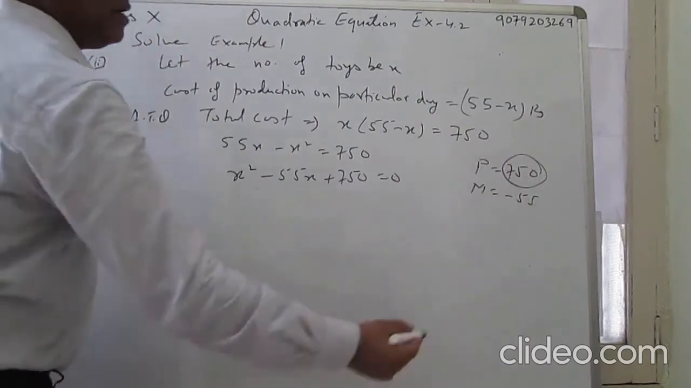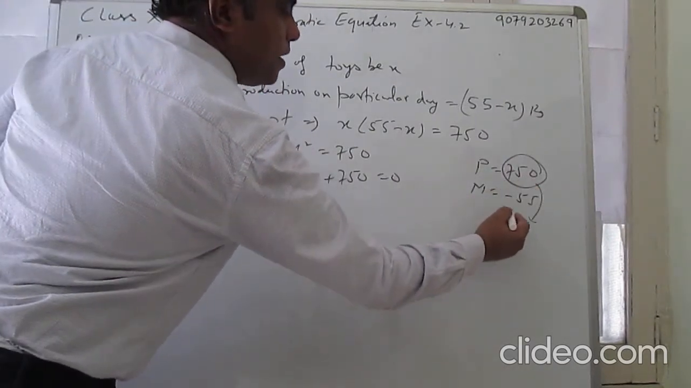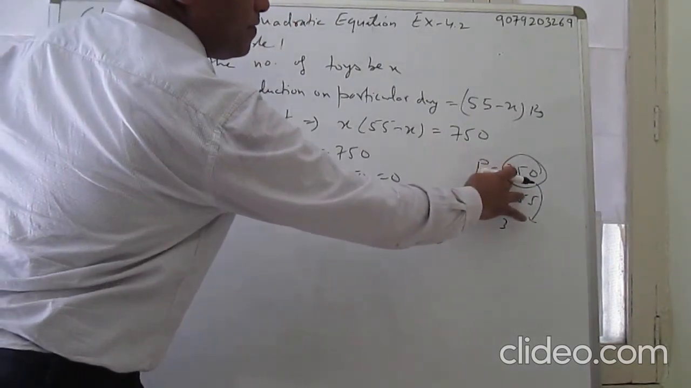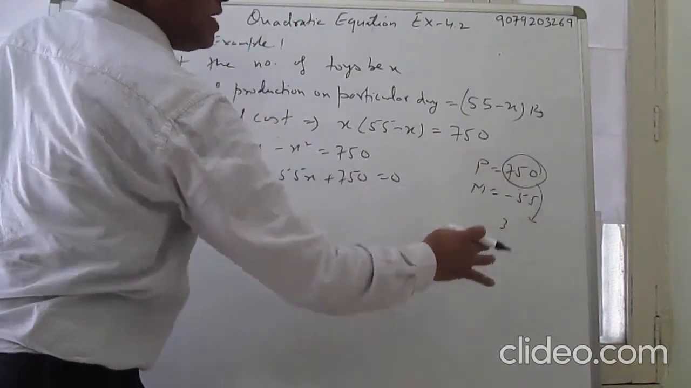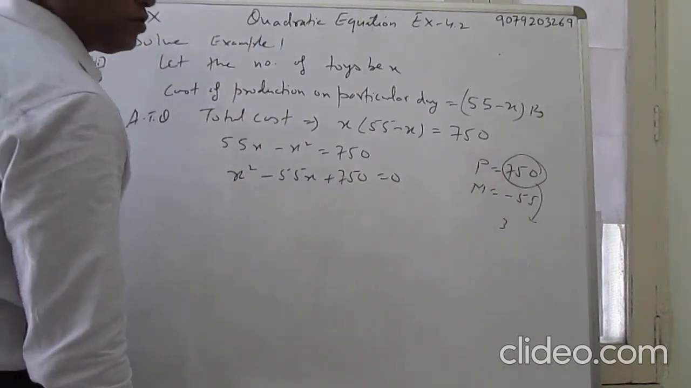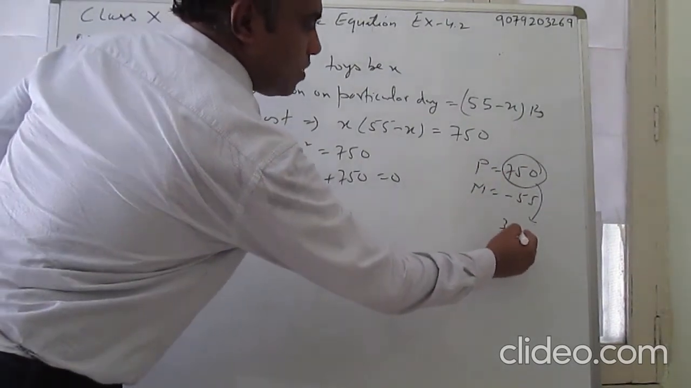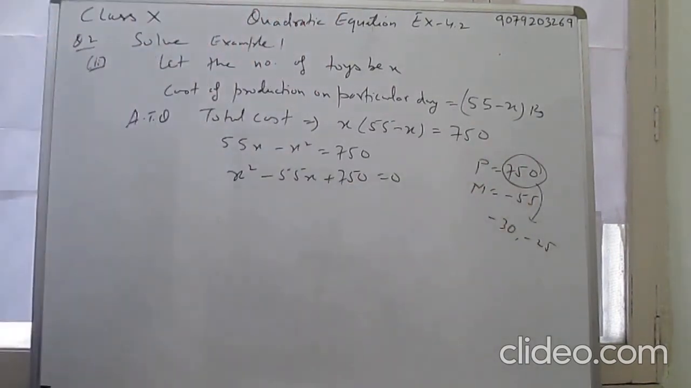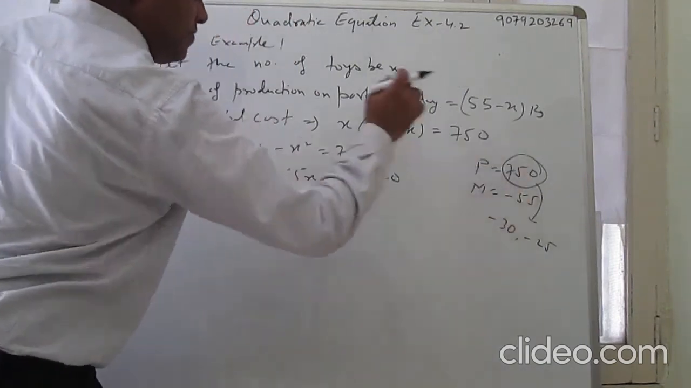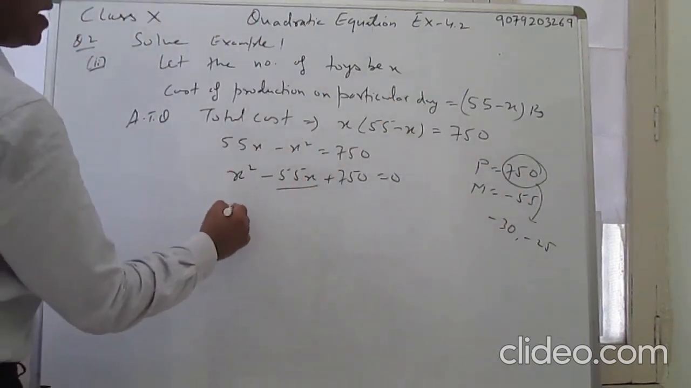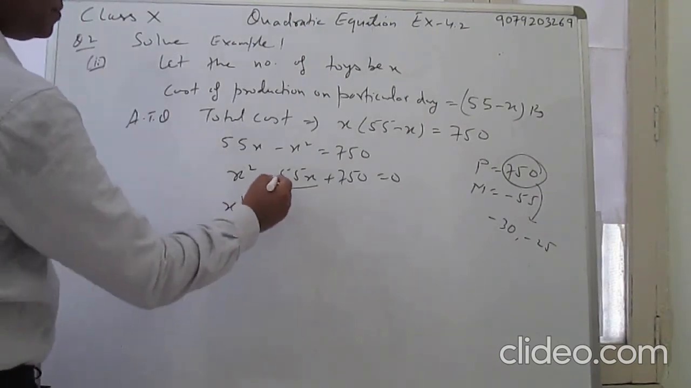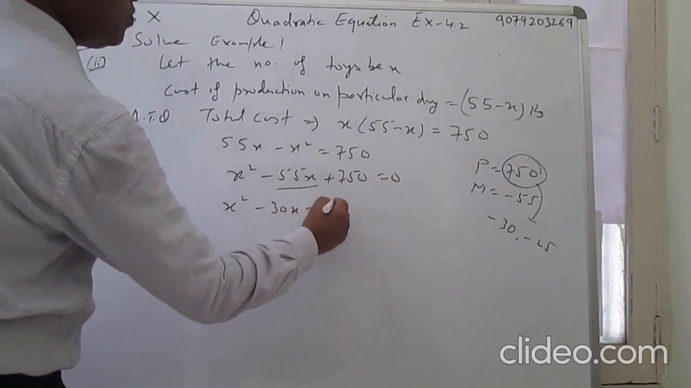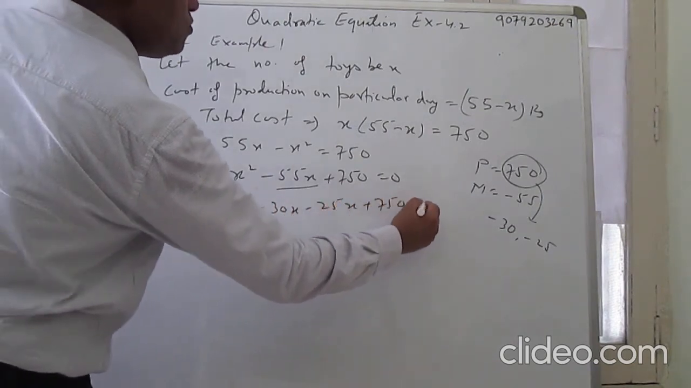इसके factor क्या होंगे? You can take simple, you can take 30 into 25, but we require 750 है ना. 25 into 30, यानी कि 30 ले लीजिए और एक ले लीजिए 25. If you add it, you will get minus 55, and if you multiply it, you will get 750. Instead of 55, you can write x square minus 30x minus 25x plus 750 is equal to 0.